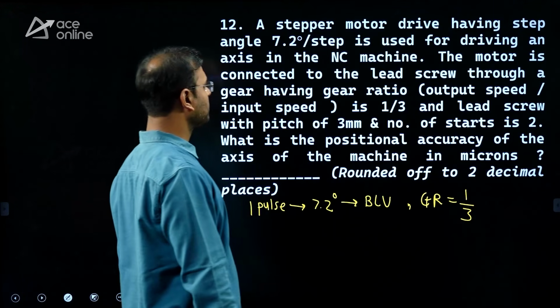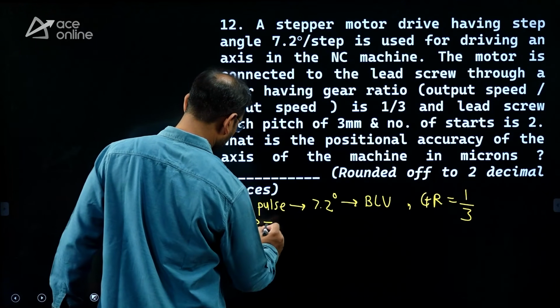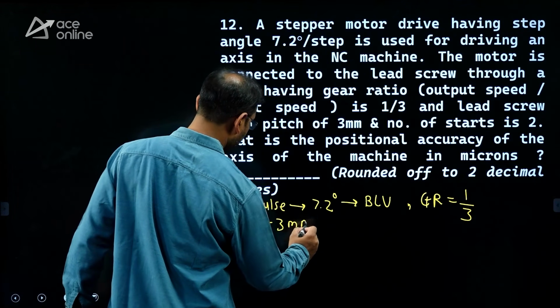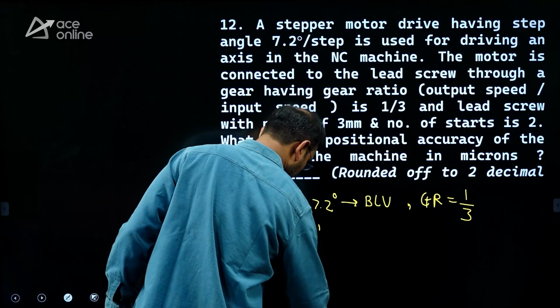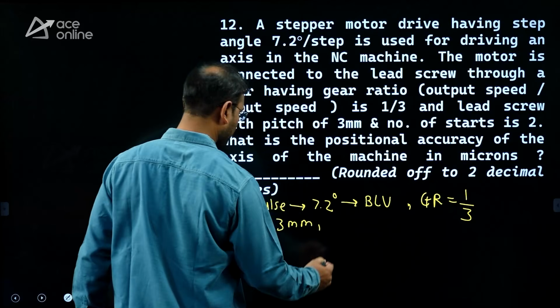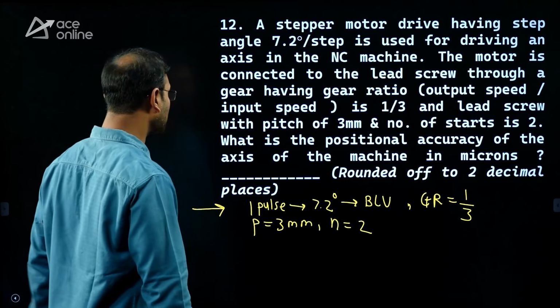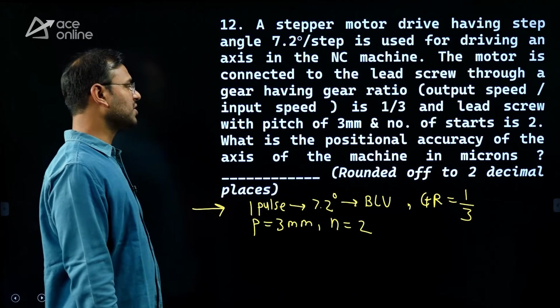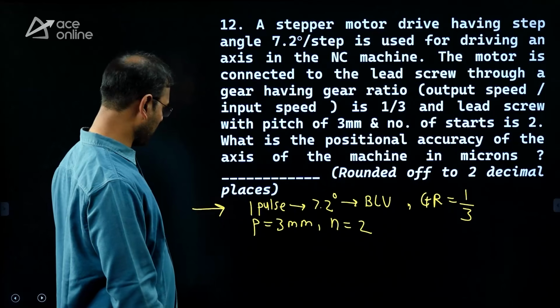1/3 is the gear ratio. The pitch is given, that is 3 millimeter. The number of starts is 2, that is N is equal to 2. What is the positional accuracy of the axis of the machine in microns? Positional accuracy means BLU, we have to calculate.